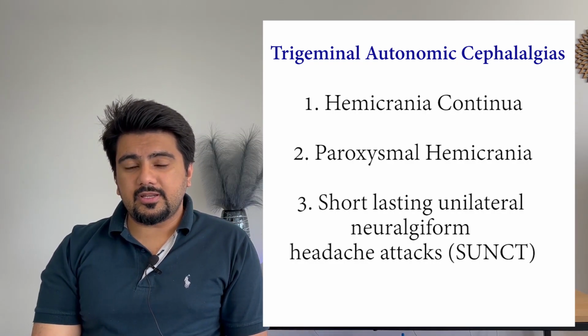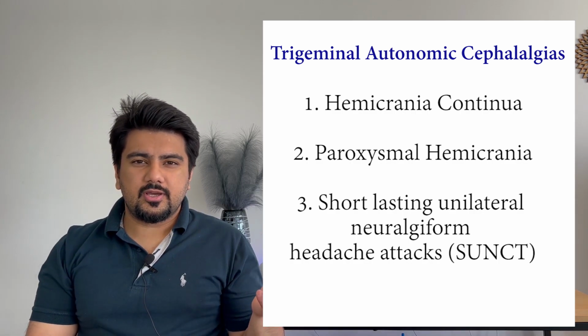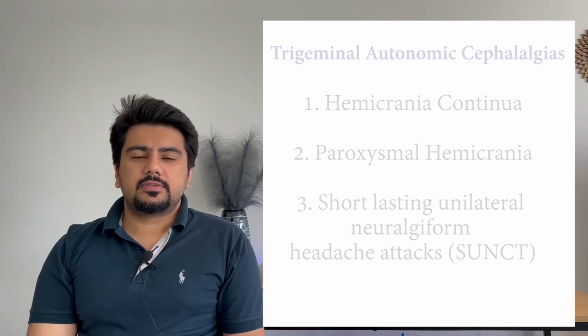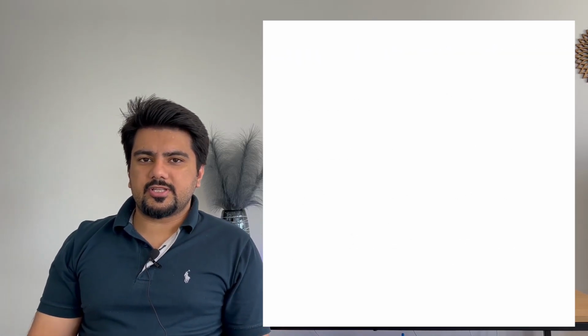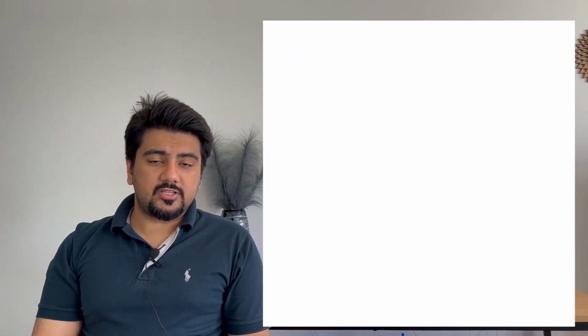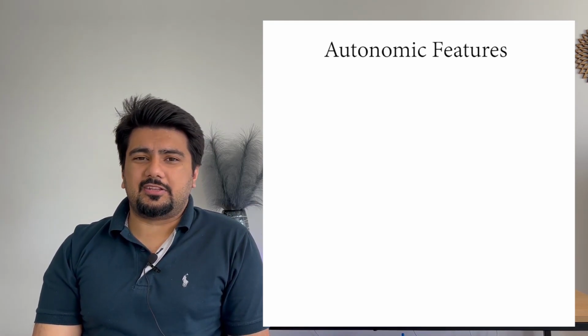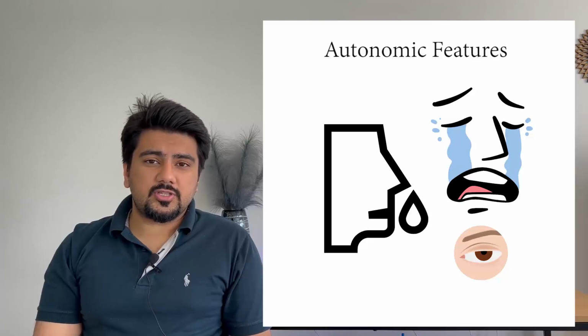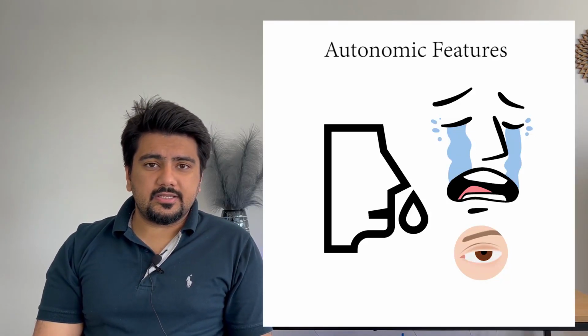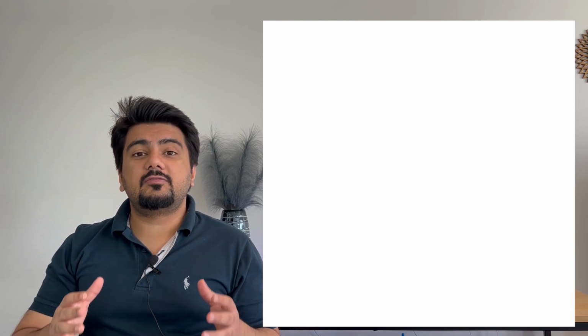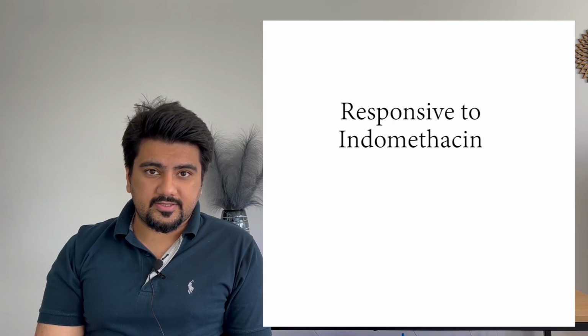Paroxysmal hemicrania and hemicrania continua are pretty much the same kind of headache but on different ends of the spectrum. Now these TACs not only present with a headache, but they will also have some degree of autonomic features that are related to the trigeminal nerve. Now these can be lacrimation, ptosis, miosis, eyelid edema, or facial edema. A very important characteristic of TACs is that they are very responsive to indomethacin.